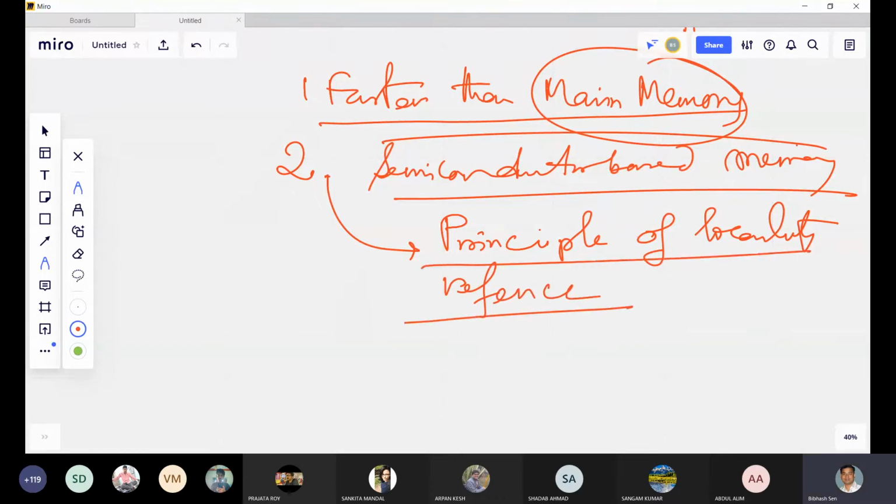This is the main concept. Earlier, computers were not there. Now they have come. It is clear. The principle of locality of reference. Now, what does it mean? The principle of locality of reference.